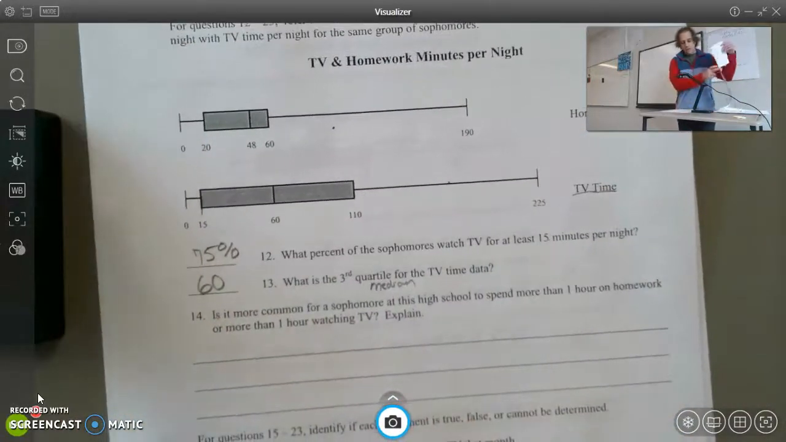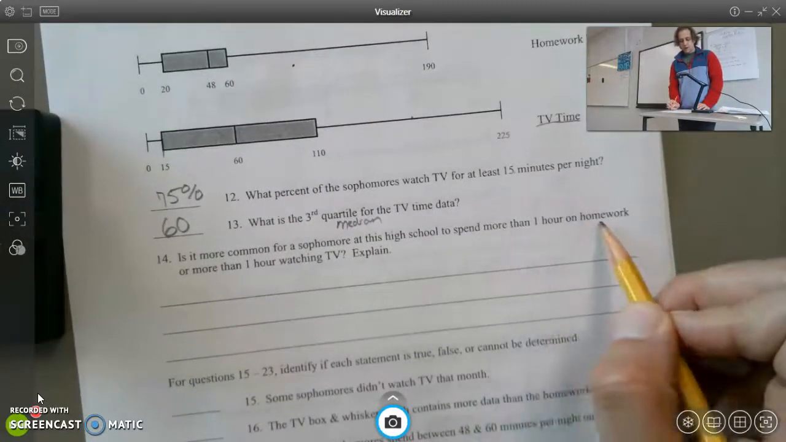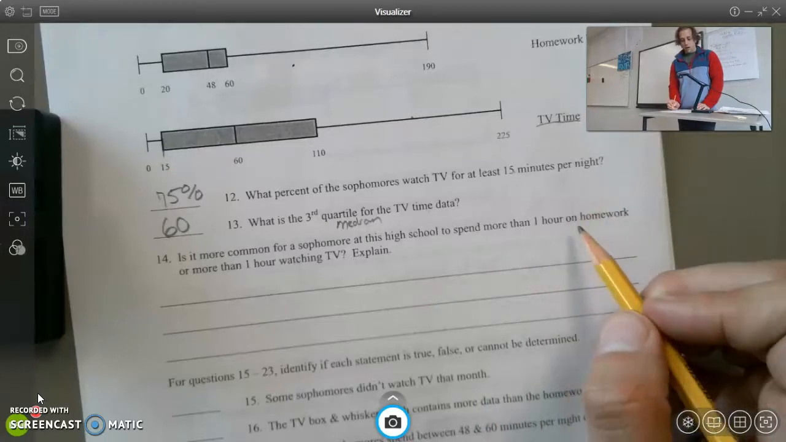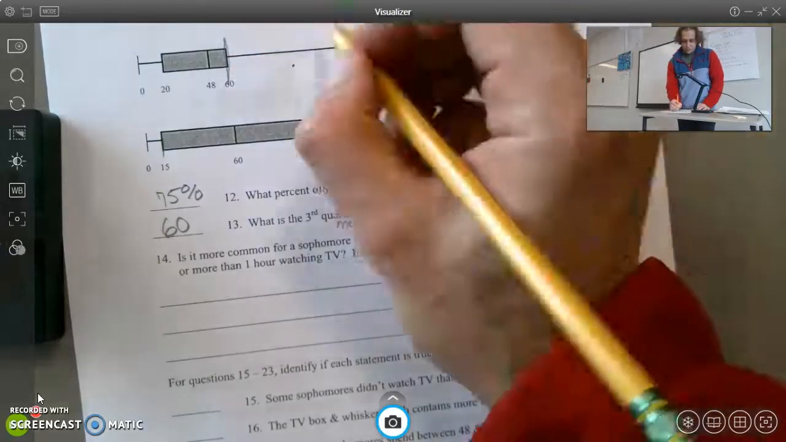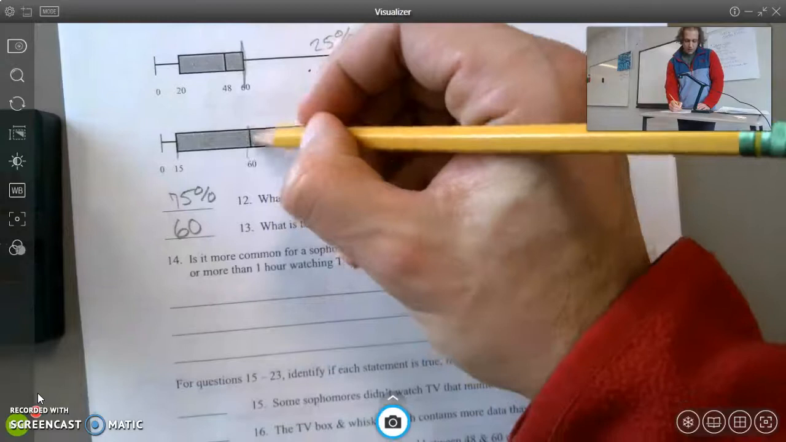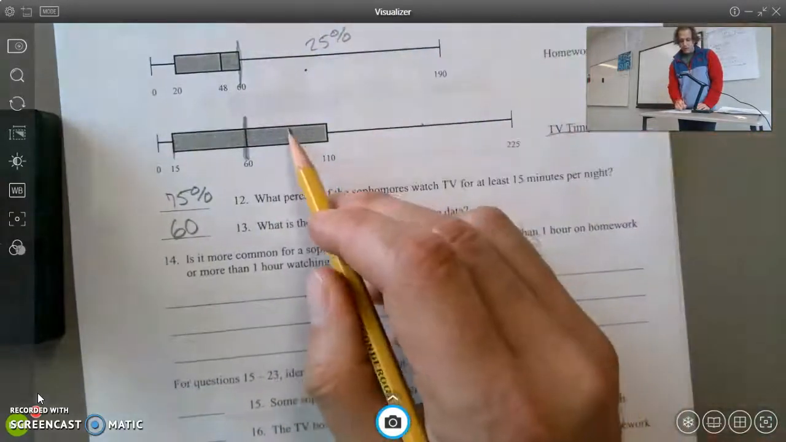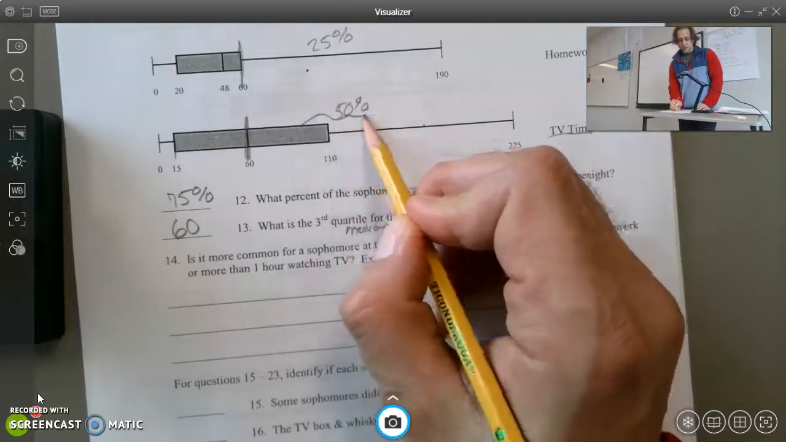All right. And number 14, is it more common for a sophomore at the high school to spend more than 1 hour on homework or more than 1 hour watching TV? So how many spend more than 1 hour on homework? 25%. How many spend more than 1 hour on TV? 50%. Right? Both of these, 50%.